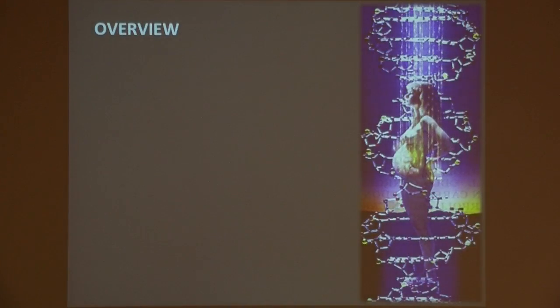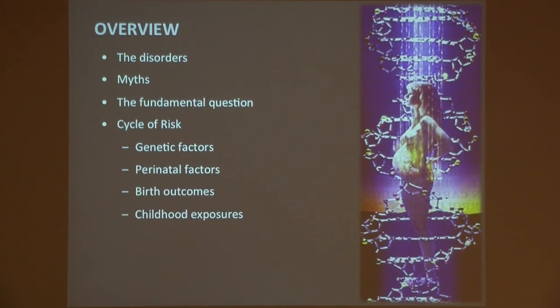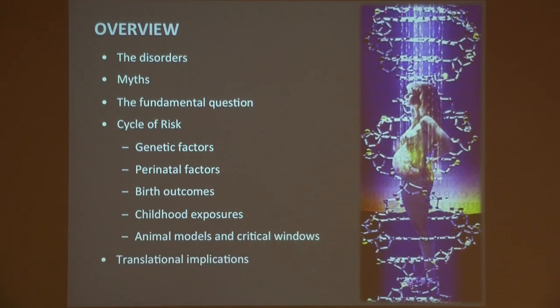So here's an overview. This is where we're going to go. We're going to start with the disorders. For those of you who are less familiar with eating disorders, I'll briefly go through what the disorders are, talk about some myths about eating disorders that we need to bust, talk about what I consider to be the fundamental question that we need to address, talk about our cycle of risk paradigm that really had its birthplace here in Sweden, talk about genetic factors, perinatal factors, birth outcomes, childhood exposures, animal models, translational implications. I know it sounds like a lot, but it will all make sense when I put the model together. And finally, what does the title of this talk mean?